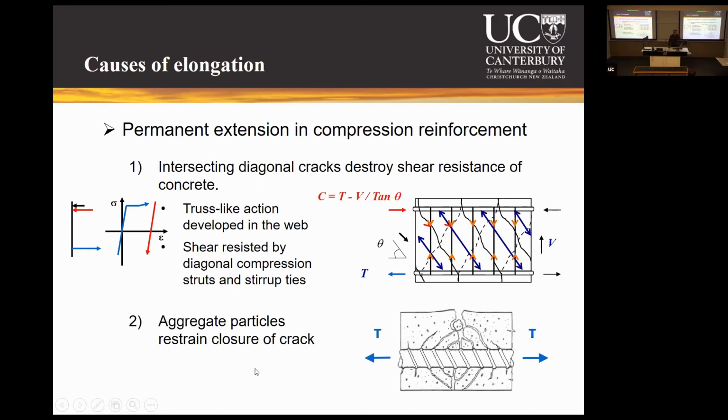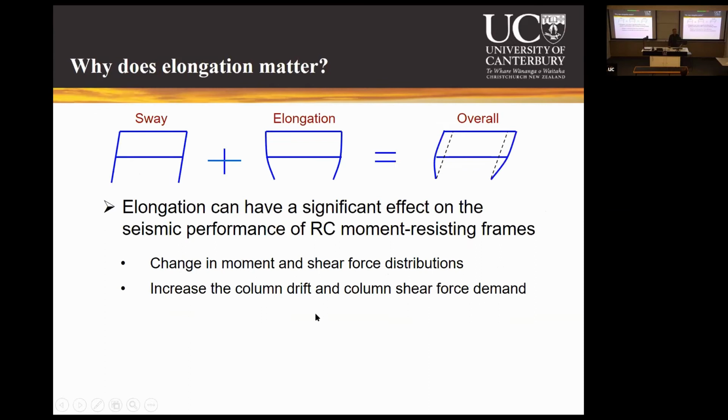The second is when you have got a yielding on both sides. Yielding means your cracks are reasonably wide, and when that happens, the concrete particles disintegrate and some of these small particles plug into the cracks, and when the unloading happens, these small concrete particles act as a wedge and they don't let the crack fully close. So these two collectively provide that permanent extension in compression reinforcement.